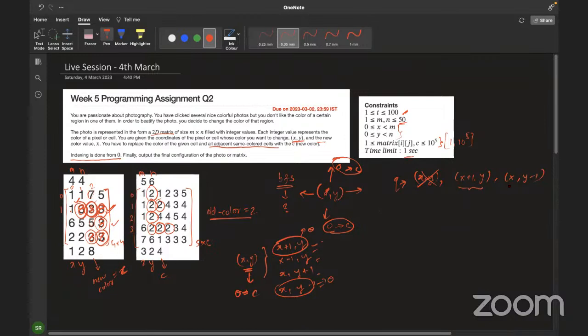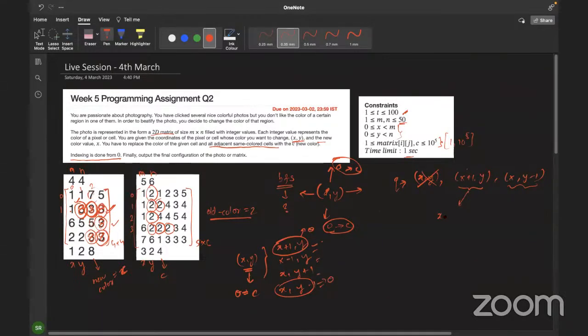Right. So these are the colors that we need to change. For these cells, we need to change the color. So we have pushed these two cells in the queue, and we just repeat the process. We look at X plus 1 comma Y, and for that we check its adjacent cells. Now, what would be the adjacent cells of this?